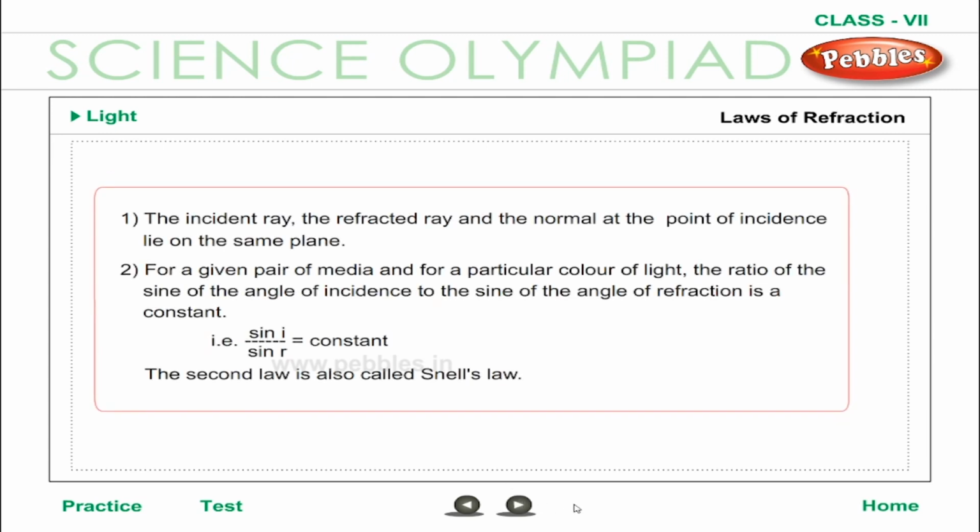Laws of refraction. The incident ray, the refracted ray, and the normal at the point of incidence lie on the same plane. For a given pair of media and for a particular color of light, the ratio of the sine of the angle of incidence to the sine of the angle of refraction is a constant. That is, sin i / sin r = constant. The second law is also called Snell's law.